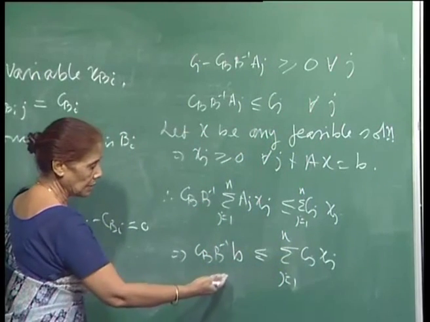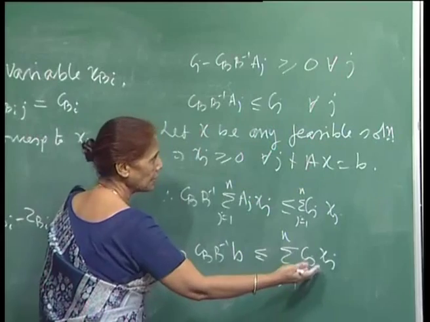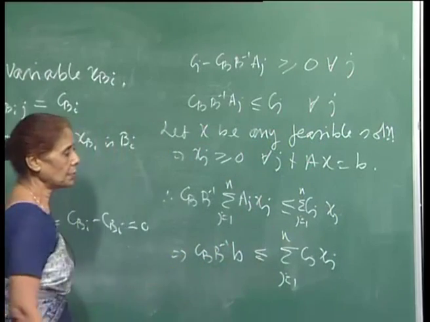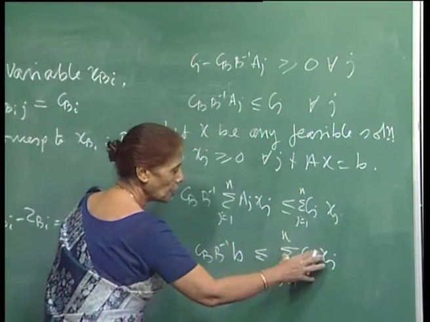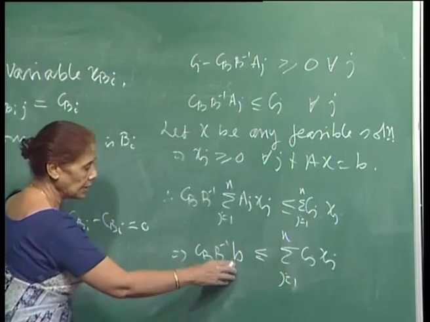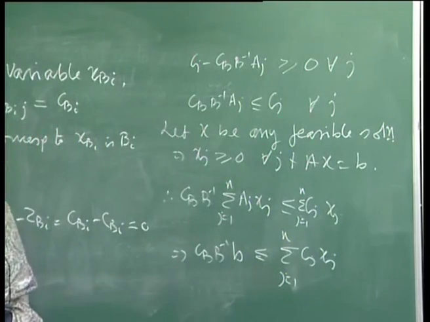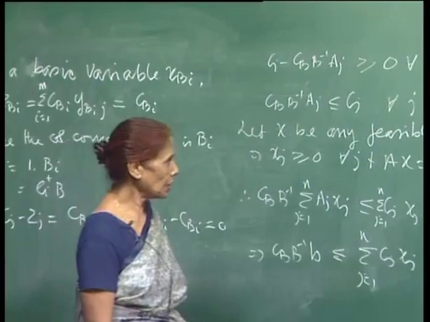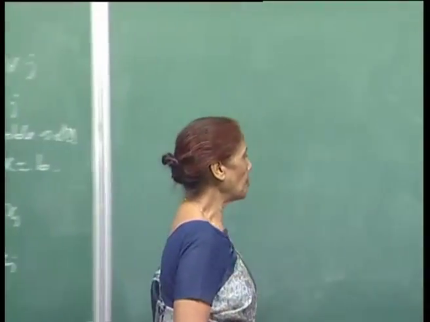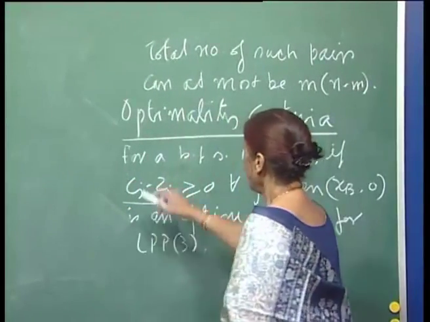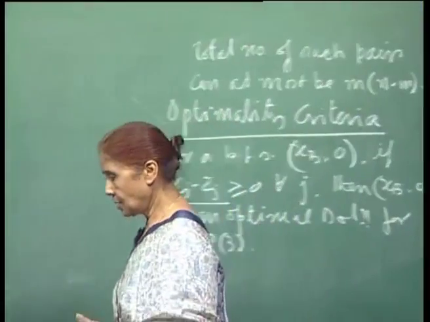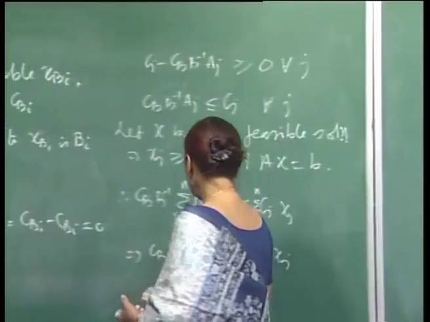So what are we saying here? We are saying that if x is any feasible solution, then the value of the objective function is always higher than the value of the objective function for the basic feasible solution xb0, for which this condition holds. So you see the simplification is evident here.